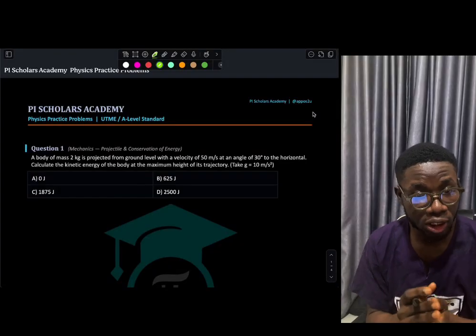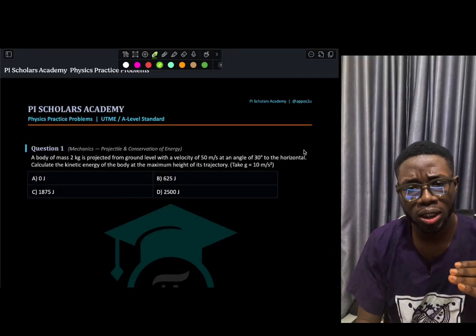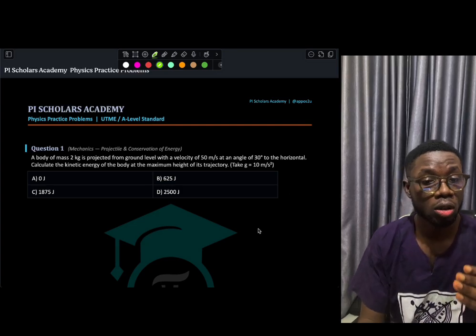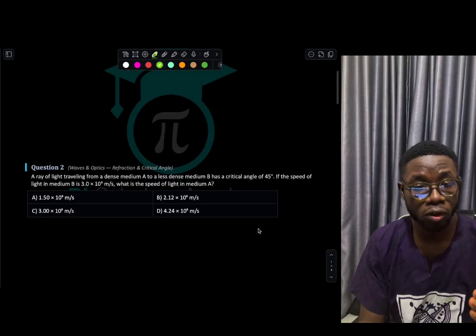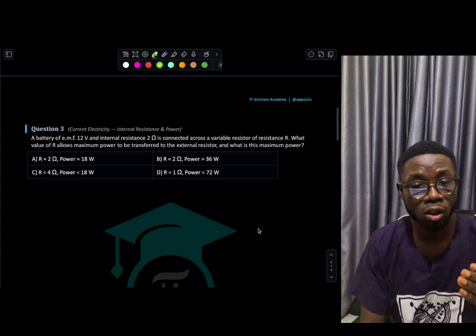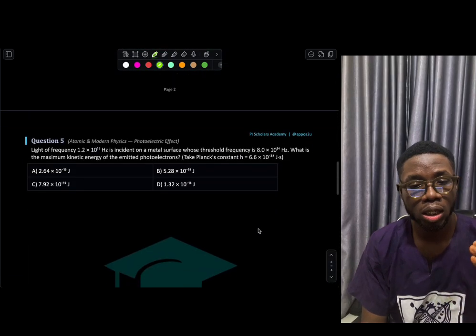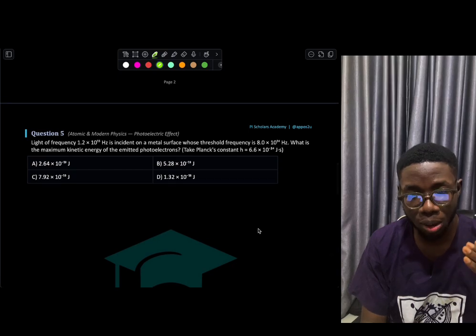Let's take a look at these physics practice problems together. I've created these questions across different topics in the physics curriculum, from mechanics. Number 2 is from waves and optics. Number 3 is from current electricity. Number 4 is from fields and electrostatics. And number 5 is from atomic and modern physics.